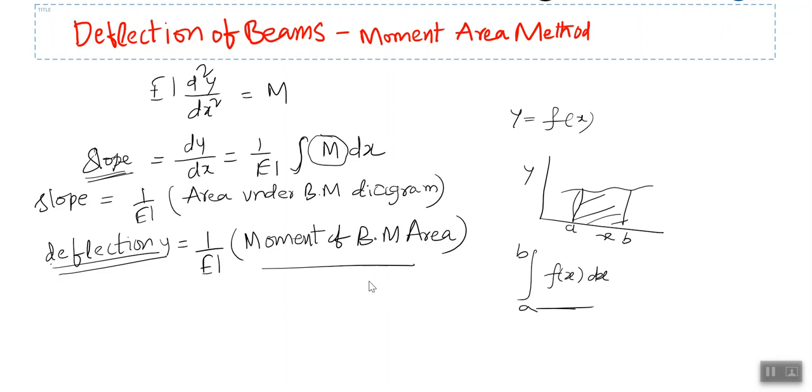Now let us consider any cantilever beam like this, and let us try to find out the slope and the deflection. This is the cantilever, we are fixing it here and applying a load P here, and here is our length L.